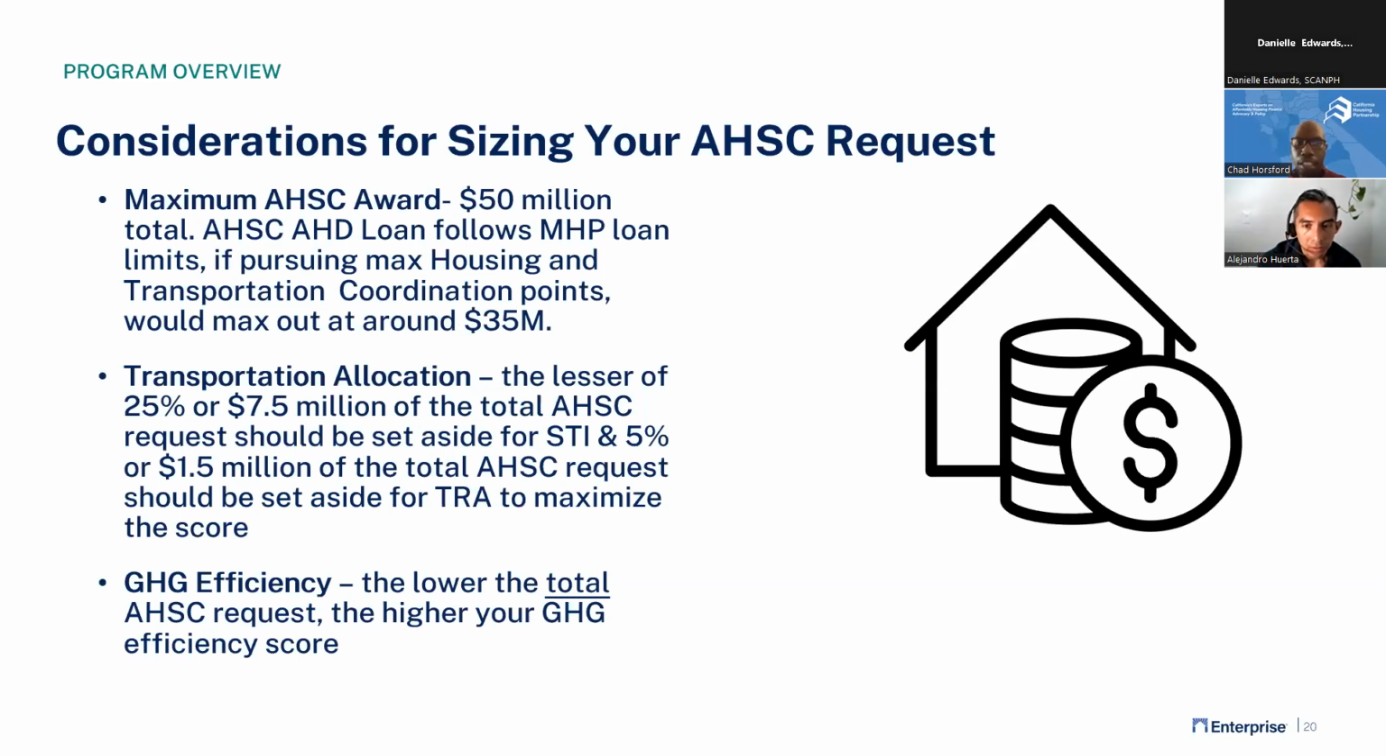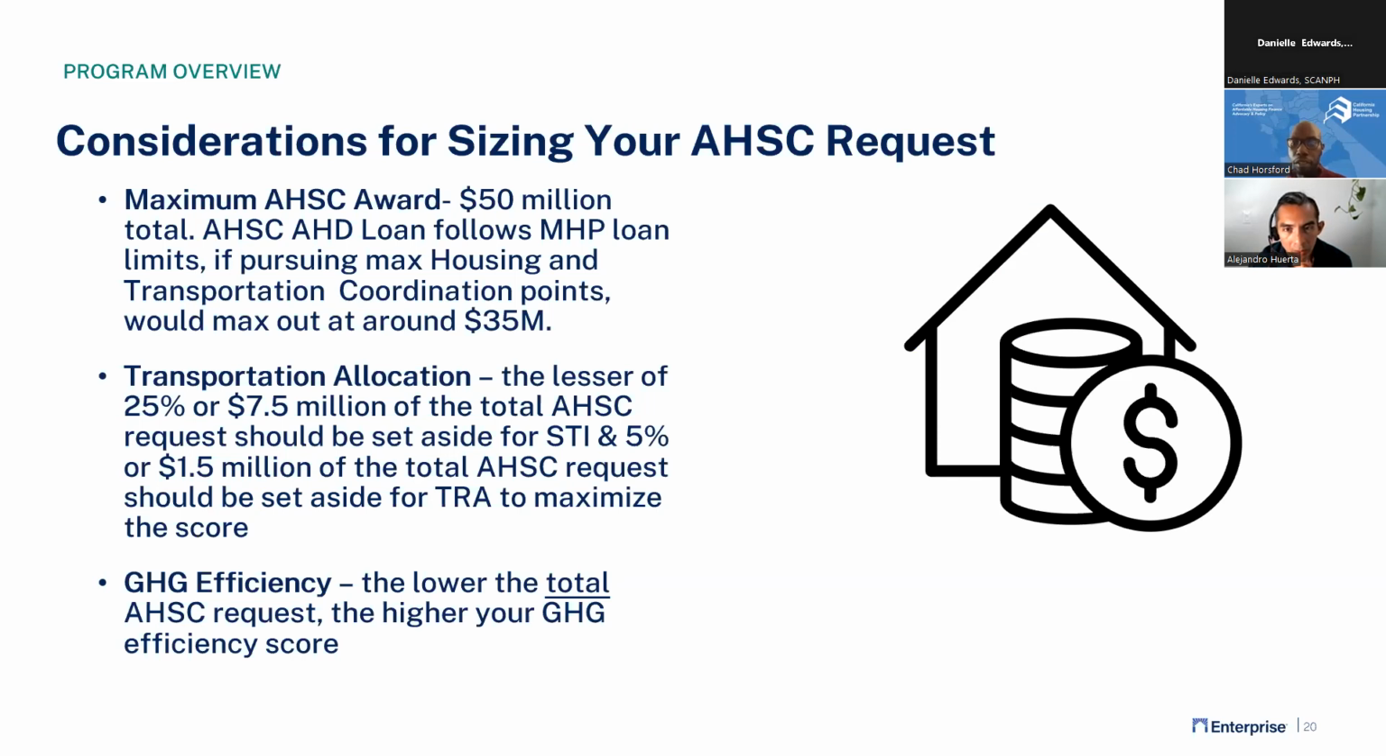Remember, the maximum is $50 million total, and that $50 million maximum is not the maximum for just the affordable housing development loan, but it's the maximum for the AHD component as well as the STI, TRAs, and program components. In terms of sizing your AHSC loan, the affordable housing development loan follows the MHP loan limits.